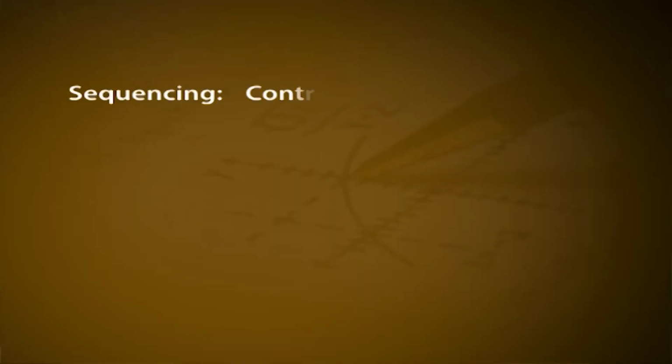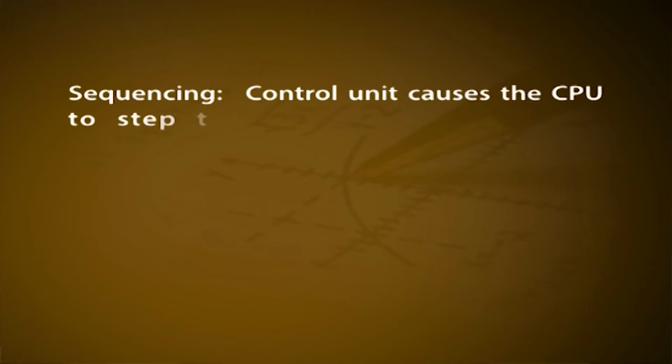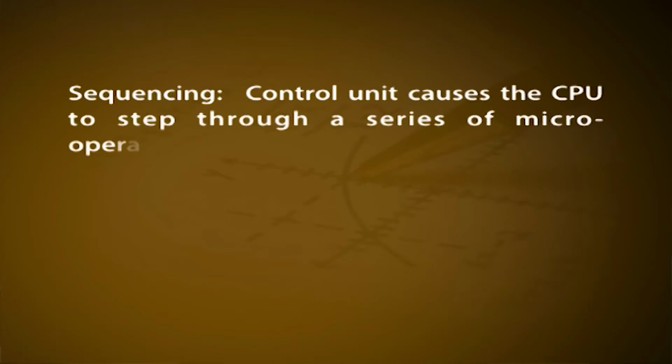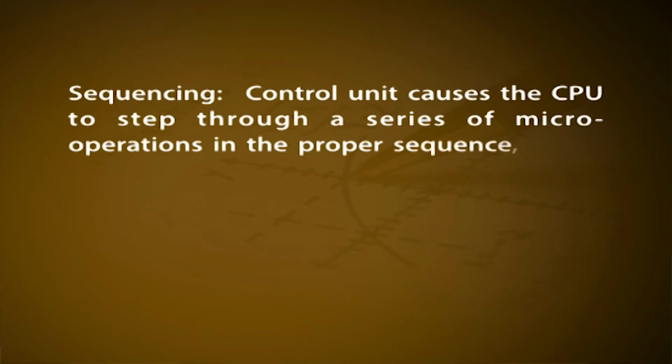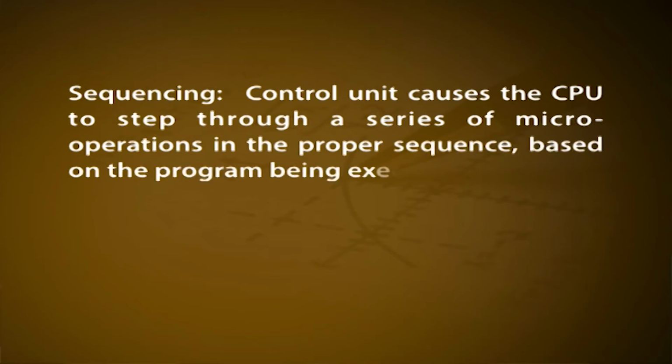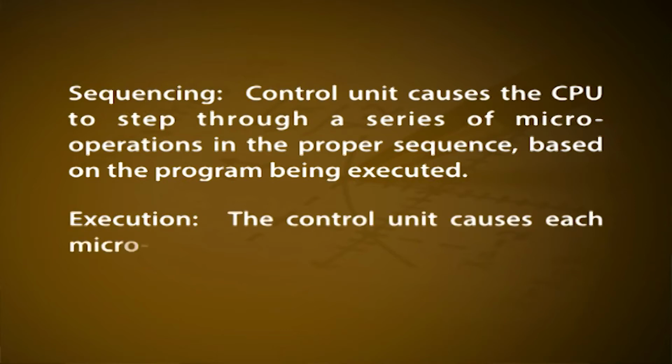The functions of the control unit can be considered as two basic tasks. They are sequencing. Control unit causes the CPU to step through a series of micro operations in the proper sequence based on the program being executed. Execution. The control unit causes each micro operation to be performed.